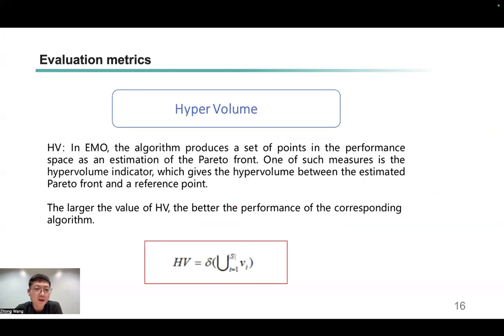About evolutionary evaluation metrics: hypervolume. In an algorithm, it produces a set of points in the performance space as an estimation of the Pareto front. One of such methods is the hypervolume indicator, which gives the hypervolume between the estimated Pareto front and the reference point. The larger the value of hypervolume, the better the performance of the corresponding algorithm.